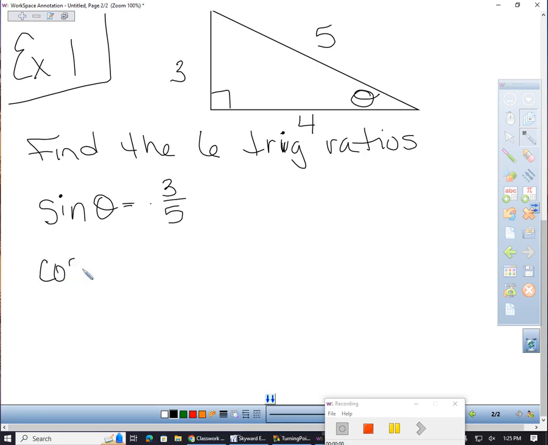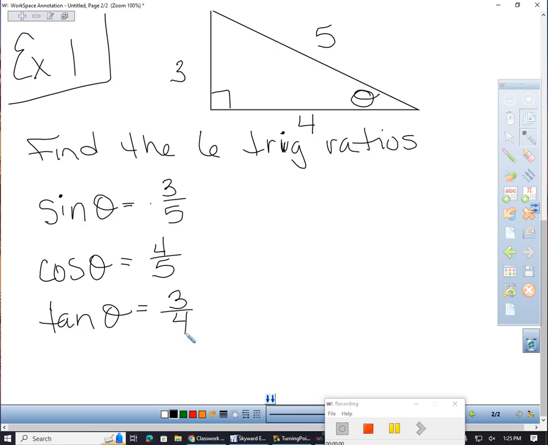All right, so we're going to start with sine. We said that the sine of theta is opposite over hypotenuse. So from our theta, opposite is 3 over hypotenuse 5. Cosine of theta is adjacent, so the one that touches our theta, over hypotenuse. Tangent of theta is opposite over adjacent, or 3 over 4. Those are the ones you've been working with before.